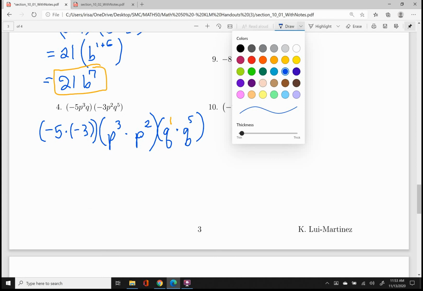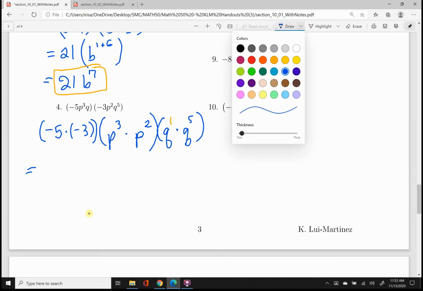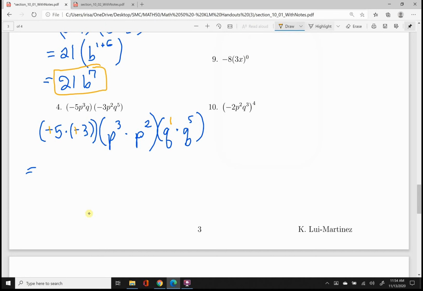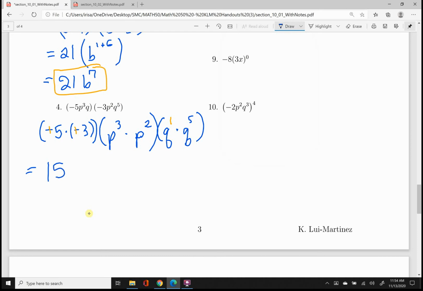So here, if it's okay with everybody, I'll just go straight to the final answer because I see it as being something relatively easy to calculate. Also, notice that my two negative factors out in front are going to cancel out their negativity and become a positive factor of 15. So that'll be 15. I'll add these exponents together to get p to the 5th power, and add the 1 and the 5 together to get a q to the 6th power.